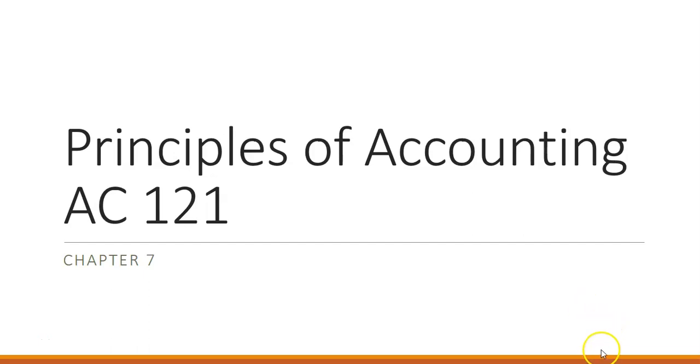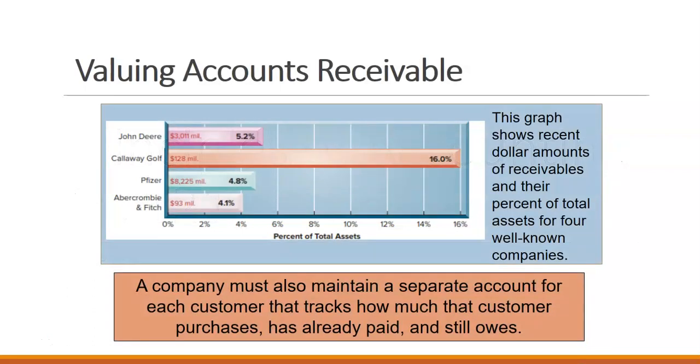Principles of Accounting 1, Chapter 7. In Chapter 7, we talk about receivables. So we start by talking about our accounts receivable account. Companies maintain their receivables as part of their assets.